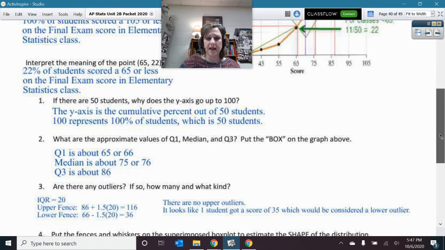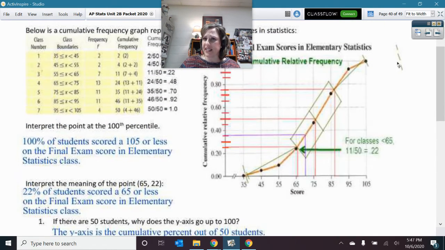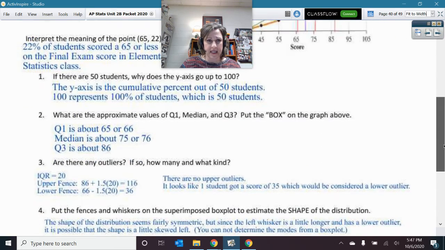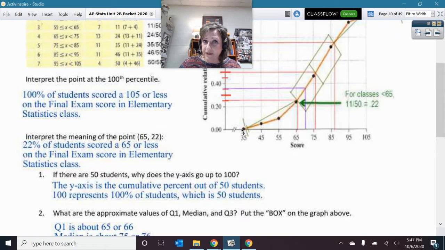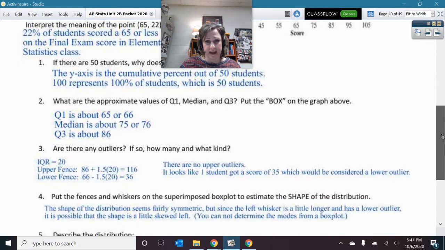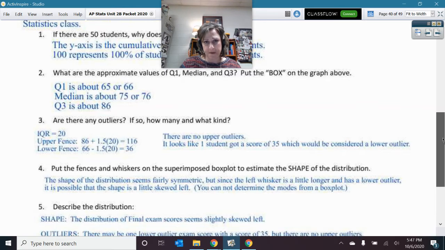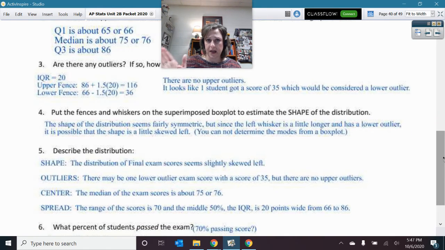It looks like there are no upper outliers. See here where my fence came on the upper outlier fence. Now this lower outlier fence is right at about 36. So what happens is we may have 35 because they marked 35 there. So there could be one student who got a 35. That's why it's starting there. So perhaps whoever got less than 36 is an outlier.